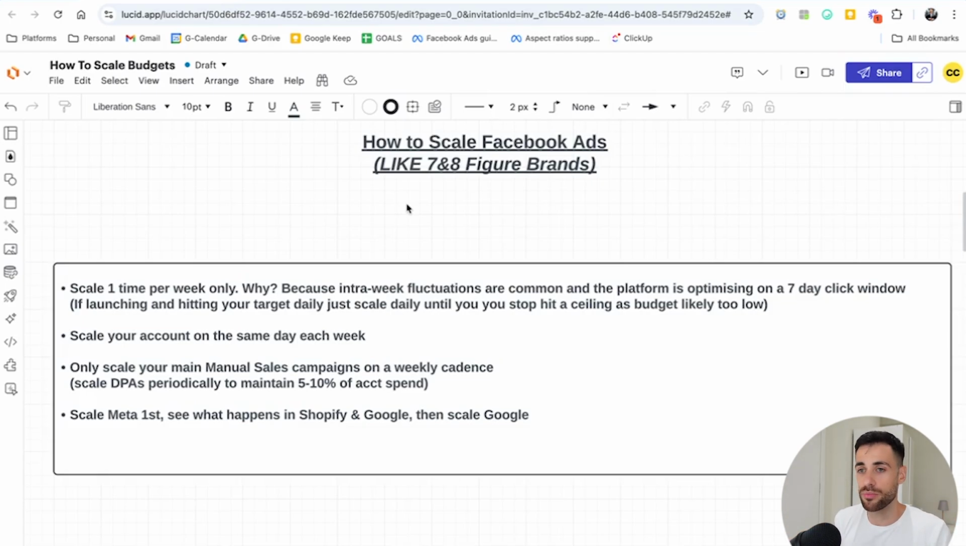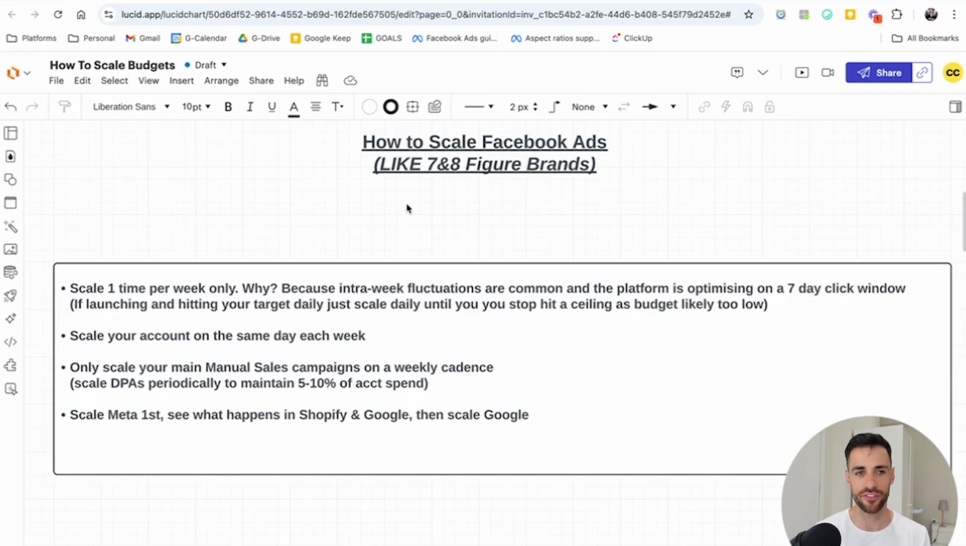Might not be every situation, but I'm just giving you the extreme example. Versus if you just left it, that positive part of the week may have, on the same budget, been enough to compensate for the bad days and the average of the week hits your target. So that's one reason. The other reason is these platforms are optimizing on a 7-day click attribution window.